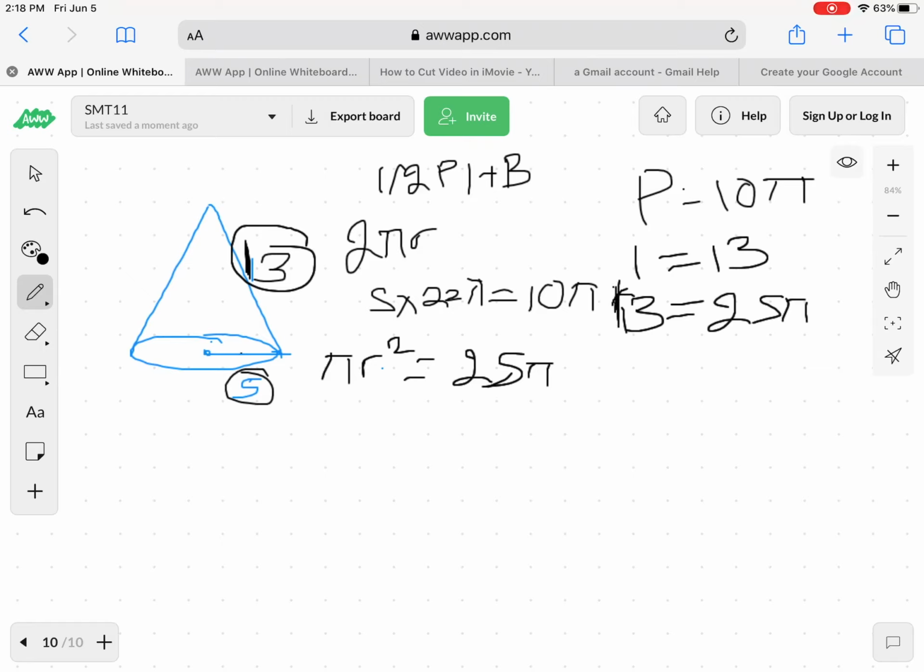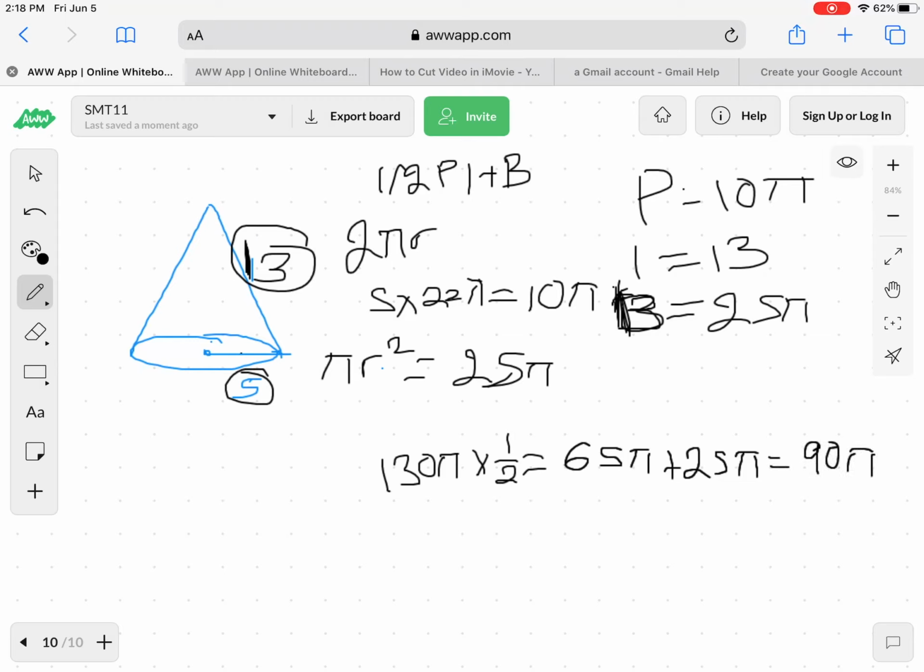We have to first do PL, which is 10 pi times 13. So in other words, we would get 130 pi. And now we have to times this by 1/2. So that would give us 65 pi. And then our base is 25 pi, so we just add that to here. And we get 90 pi. So our final answer would be 90 pi.